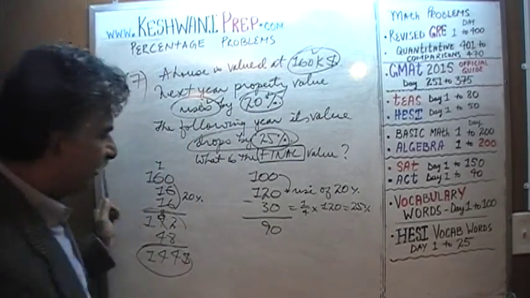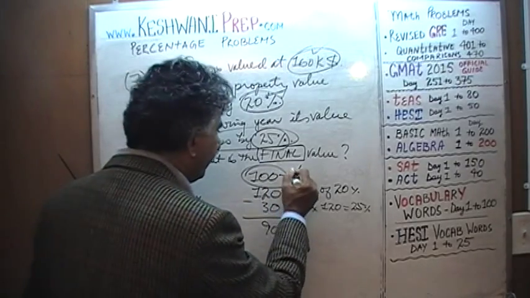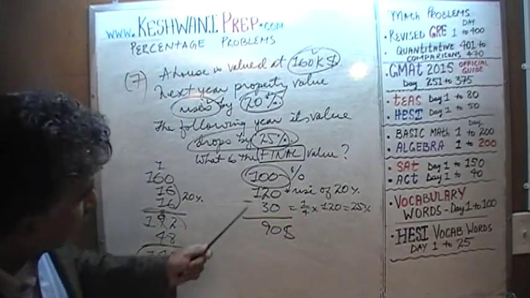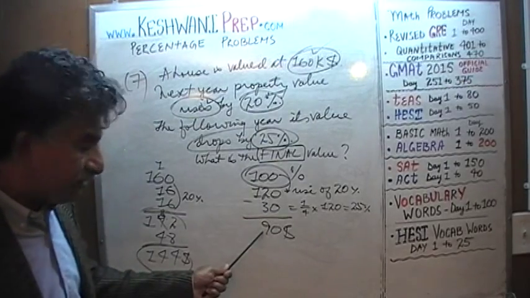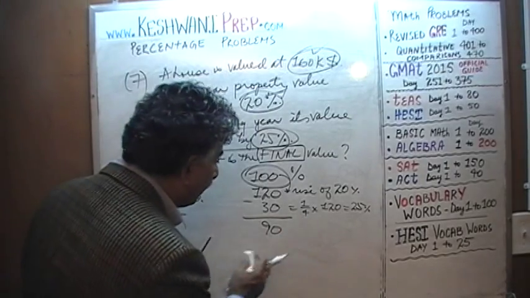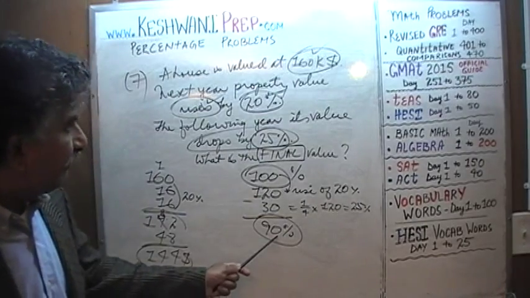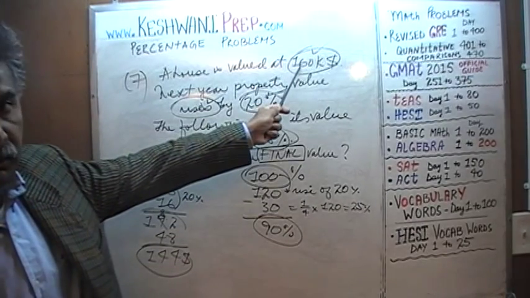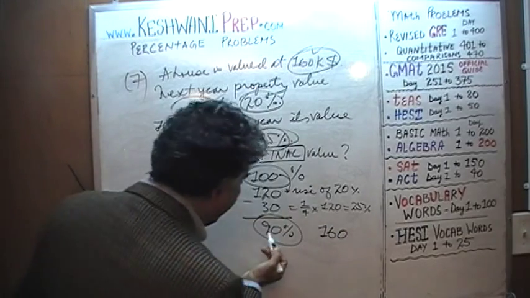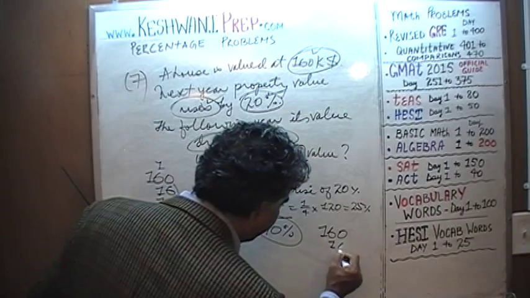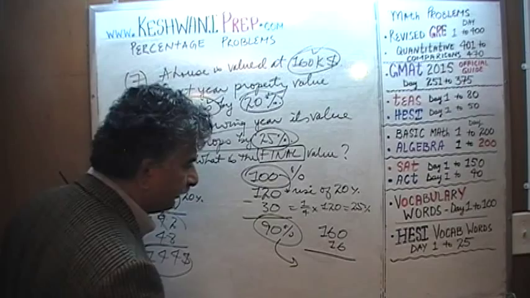But this 90 is not a dollar amount. We did not start out with a dollar amount. We started out with 100%. That 100 represents the original value, 100% of the original value. So this work that we just did tells us that we will be left with 90% of the original value. The original value was 160. So all we have to do now is take our original value, 160, and since we want 90%, take away 10%. Take away 10% from it, and that will represent the 90%.